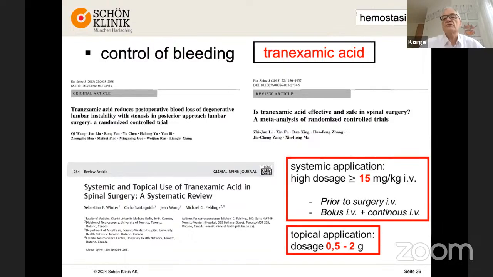We now started to do all our MRI surgery, like decompression surgery on the lumbar spine and the bigger fusion surgeries, with a systemic application. We have a high dosage prior to the surgery. We do an intravenous bolus, and then we have a continuous intraoperative substitution. You can also use it topically, intramuscular. It's not on an evidence base at the moment, but that's what we usually recommend.